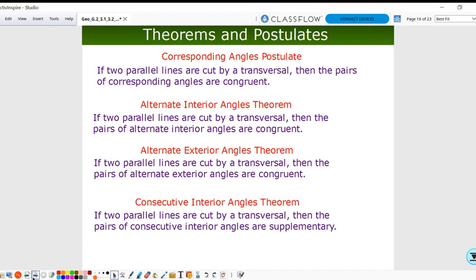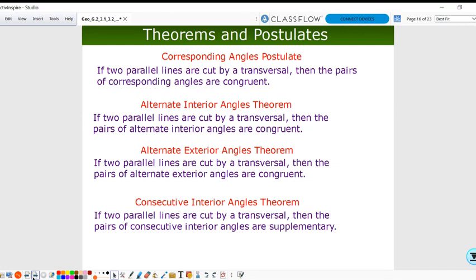We have several different theorems and postulates. Got the corresponding angle postulate. Again, if 2 parallel lines are cut by a transversal, then the pair of corresponding angles are congruent. The alternate interior angle theorem: if 2 parallel lines are cut by a transversal, then the pair of alternate interior angles are congruent.